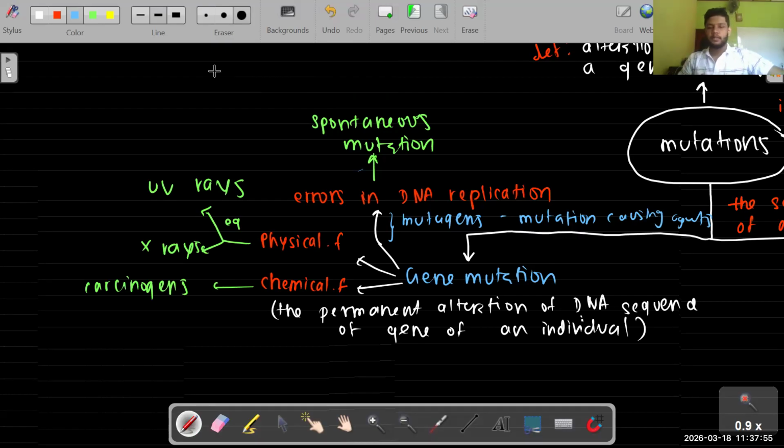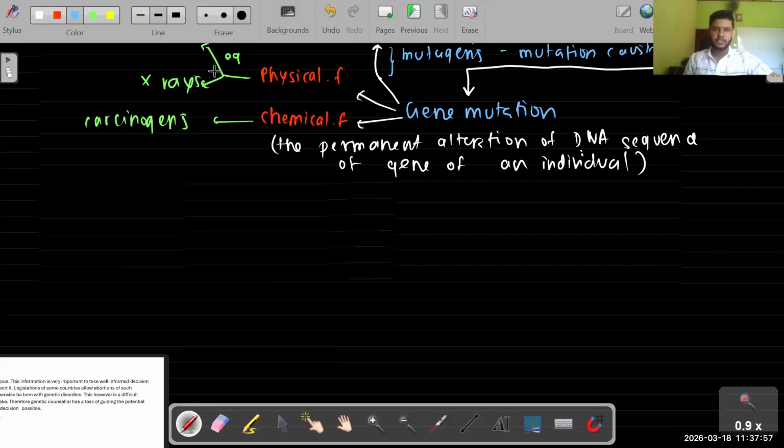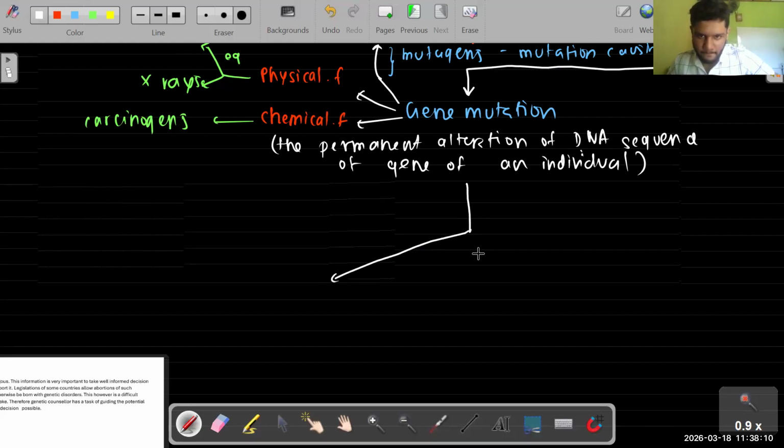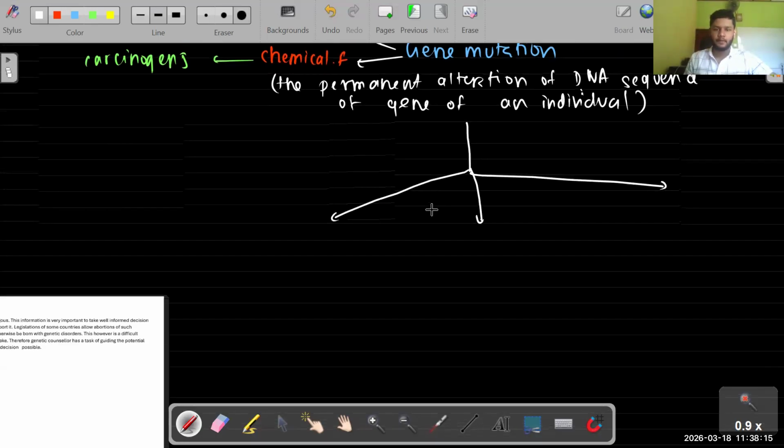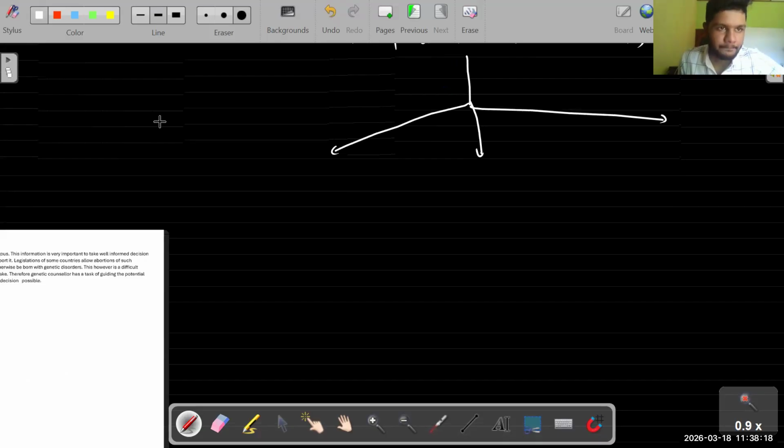Clear. Okay. Then let's go on to the classification of gene mutation. So gene mutations are classified into three. What are they? First one is substitution. Second one, insertion. Single nucleotide pair substitution.